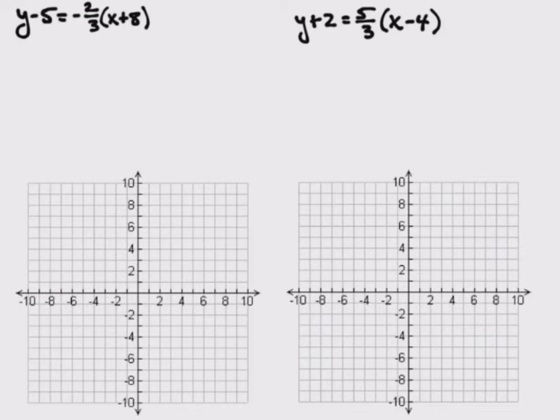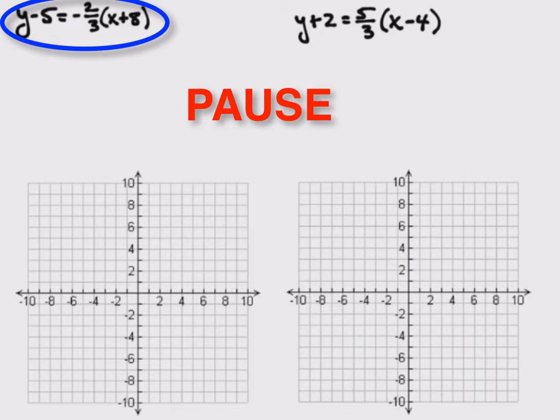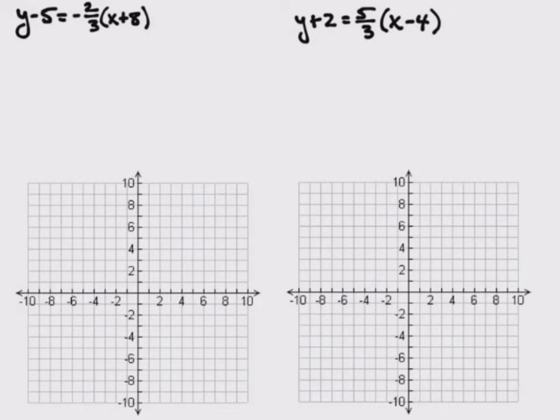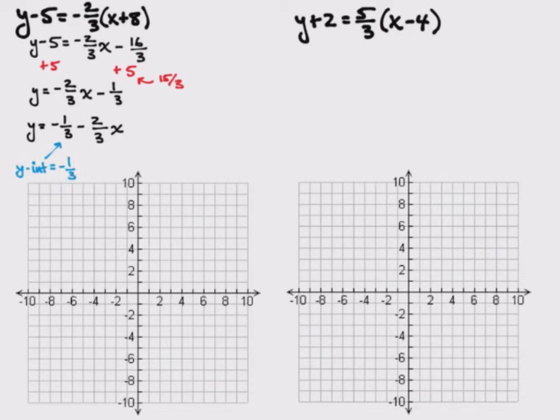Now let's look at the first equation. y minus 5 equals -2/3 times the quantity x plus 8. Now up until now, our initial gut reaction has been to put this in a y equals form, find the y-intercept, and find the slope. So why don't you pause the video and just put this in a slope-intercept form first.